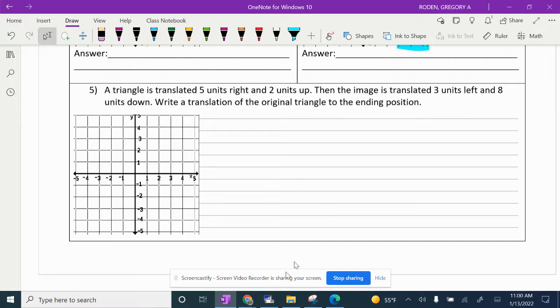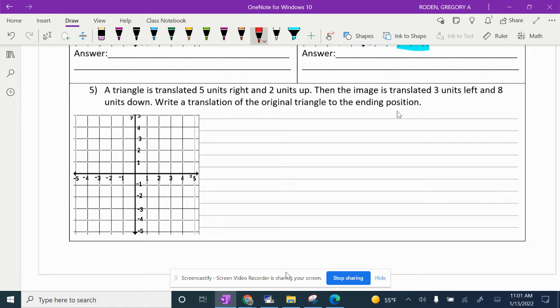Now, I'm going to read this question for you, and this can be a little complicated, so pay attention. In fact, I'm going to read it. Normally, I'd have another student read it, but just because I'm recording this, I'll read it. A triangle is translated 5 units to the right and 2 units up. Then the image is translated 3 units to the left and 8 units down. Write a translation of the original triangle to the ending position.